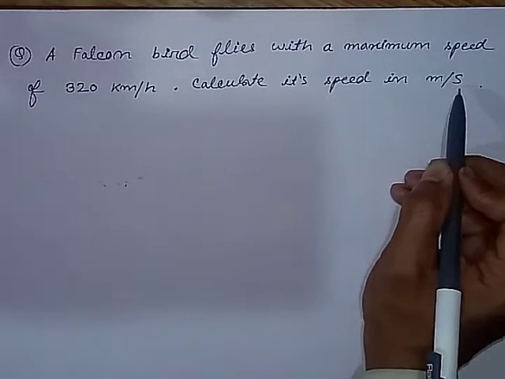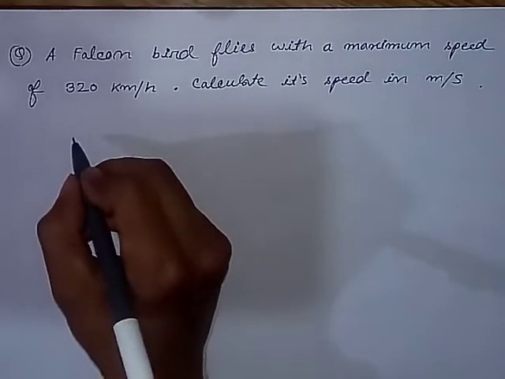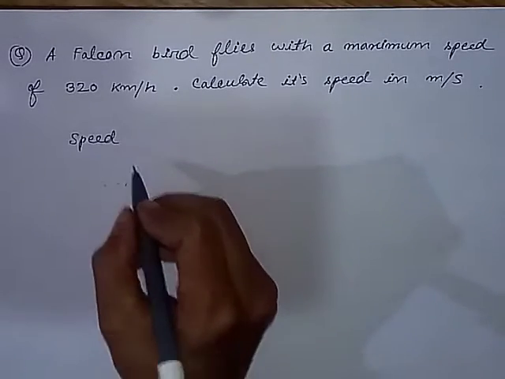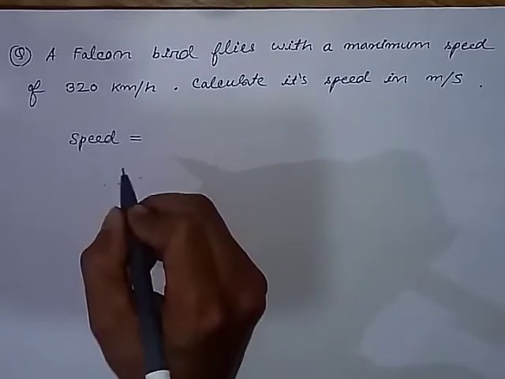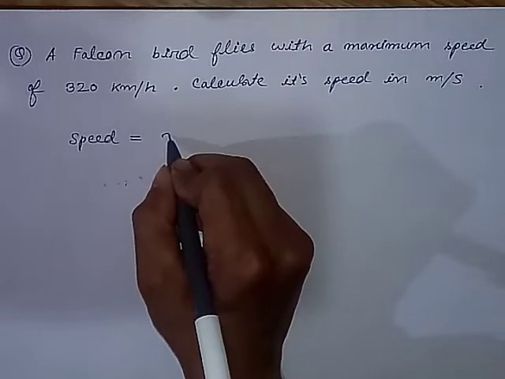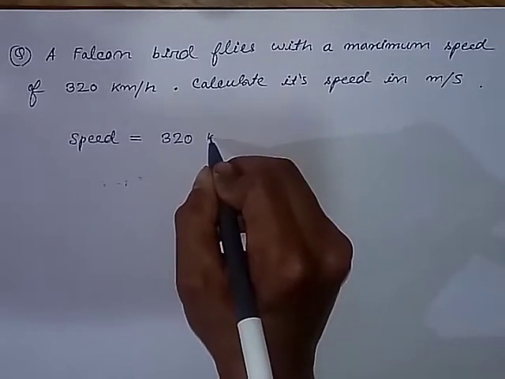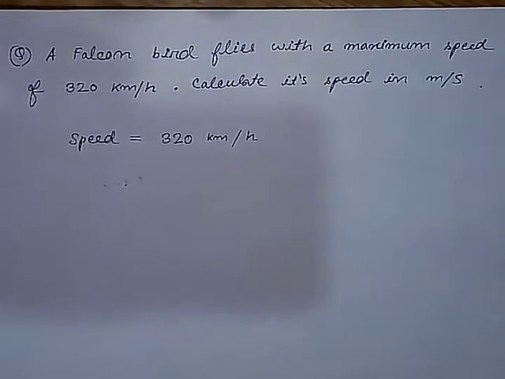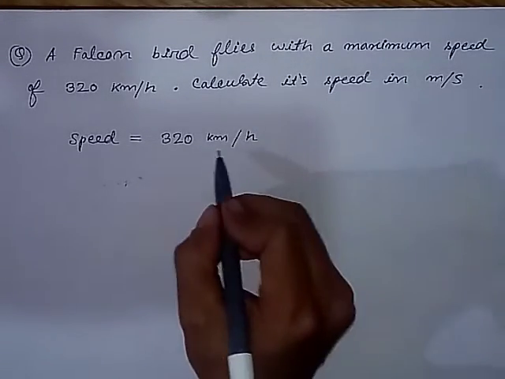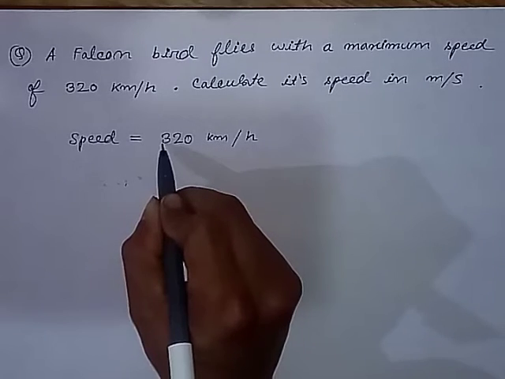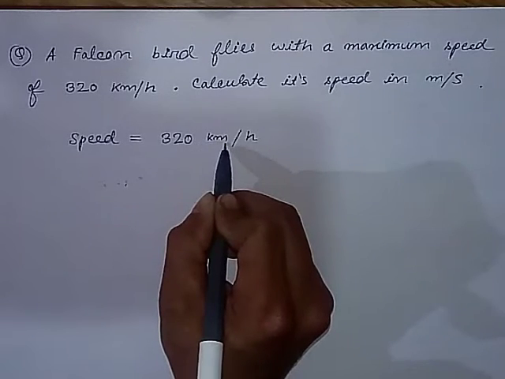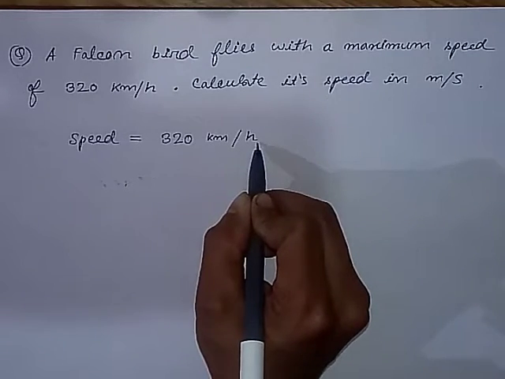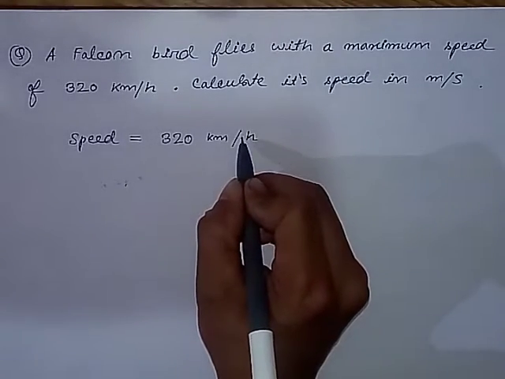Okay. So what is given? The speed is given as 320 kilometer per 1 hour. Okay. Now we have to convert this 320 kilometer into meter and 1 hour into second. Okay. This is 1 hour actually.